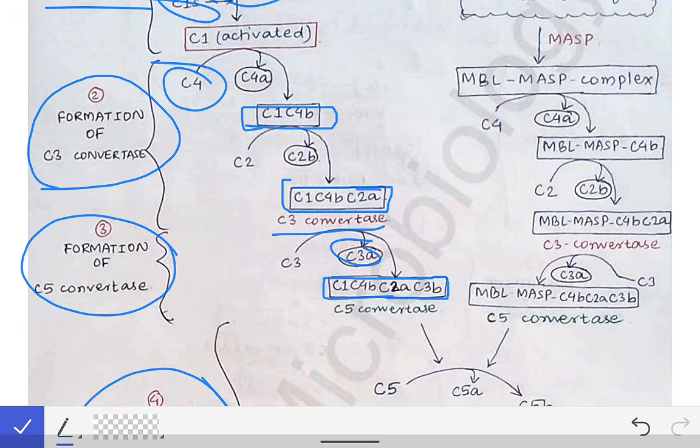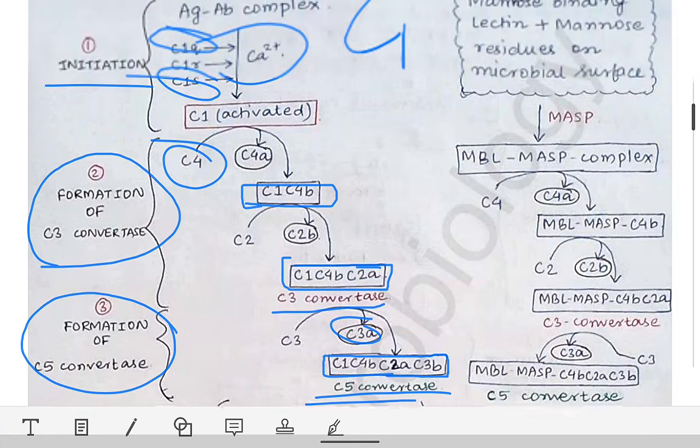Now once there is formation of the C5 convertase, the further pathway is similar in all the other pathways also. The final steps in all the pathways are similar. So we will read the initial portions of all the pathways one by one, and we will see the final steps at the last. Now come to the initial steps in the lectin pathway.